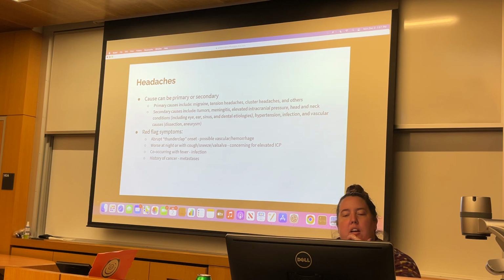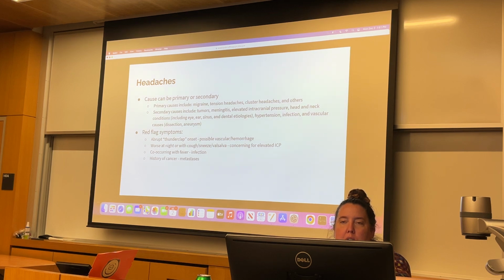Okay. If you have a headache that is co-occurring with a fever, we're worried about infection. So we'd be worried about things like meningitis or even a brain abscess. And then if someone has a history of cancer and they have a new persistent headache, we worry about a metastasis. We worry about the cancer spreading to their brain.